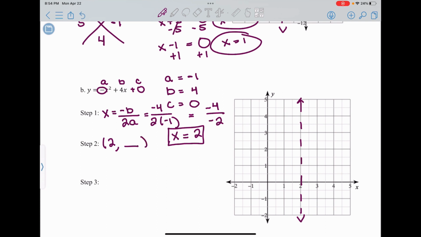And in order to find my y-coordinate, I'm going to plug in this x value. When I plug this into my calculator, I get +4. So the point (2, 4) is my vertex. And then I need to factor my function to find my x-intercepts.